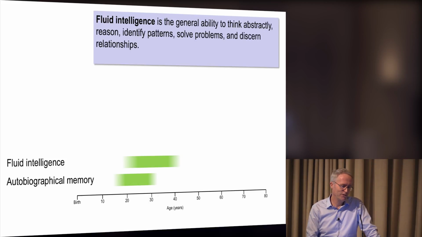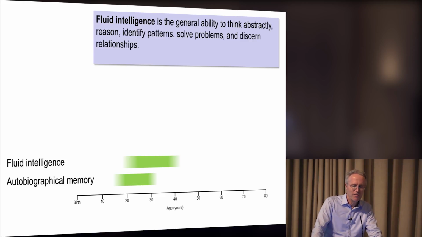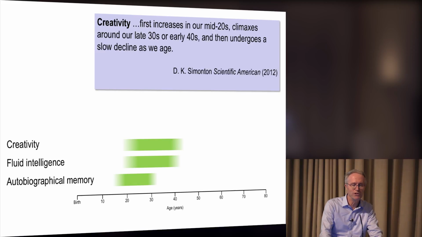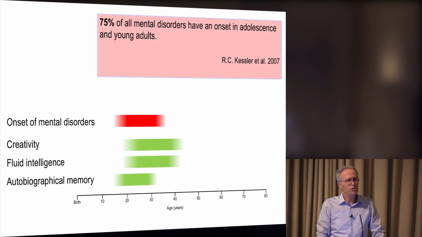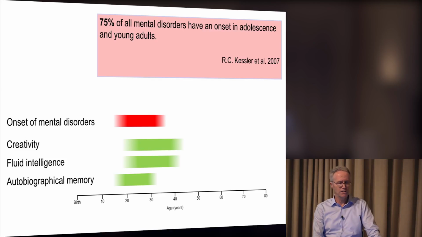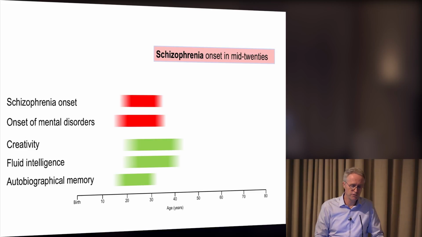And I believe fluid intelligence also sort of peaks around about the mid-20s and early 30s, and there is documentation of creativity as well. So it's clear that it's a very interesting time in the brain over the lifespan. But most striking of all is the fact that 75% of all mental disorders have an onset in adolescents and young adults. And this, of course, is a tremendous personal and social and economic problem. And as I've already told you, schizophrenia is really a prototype such disorder.